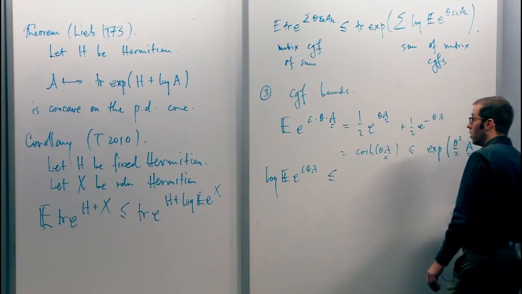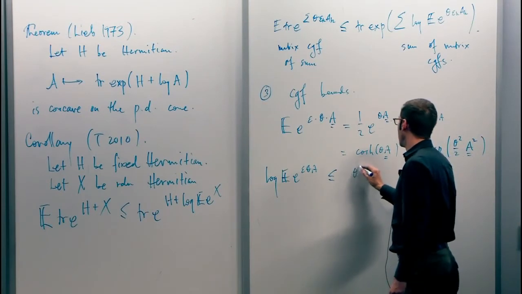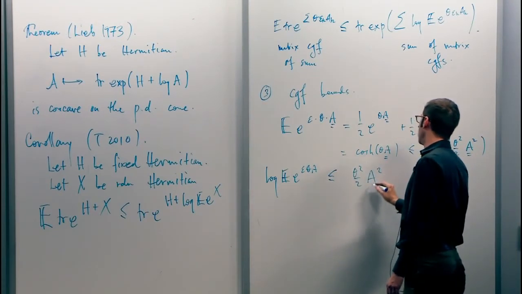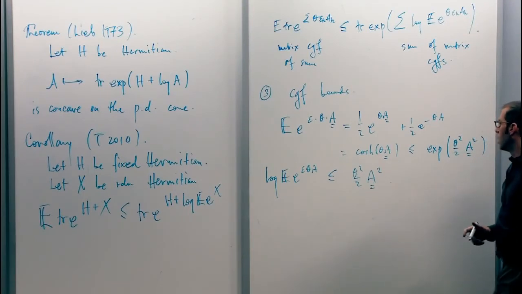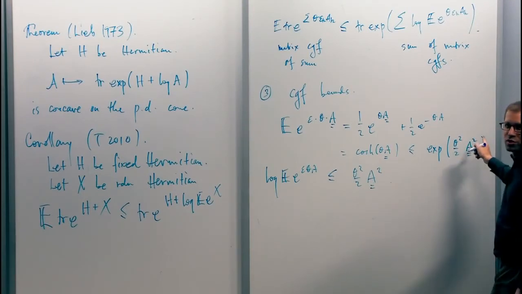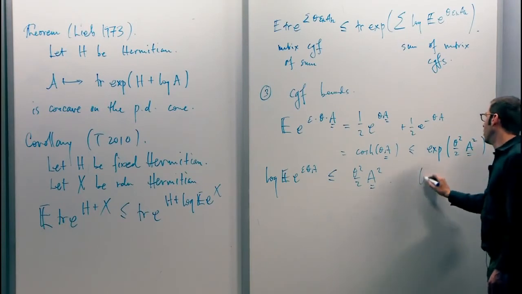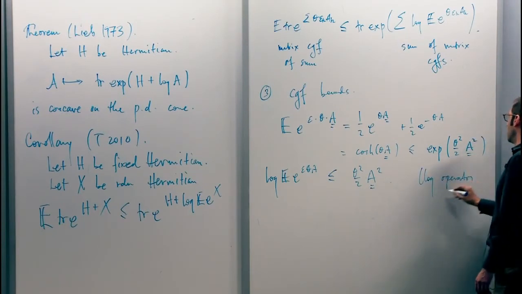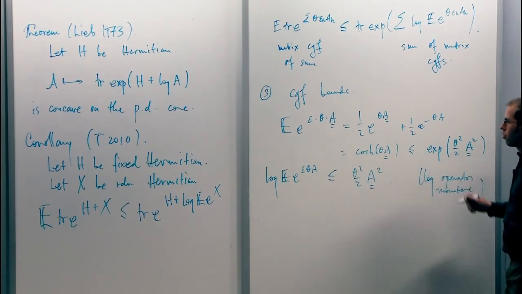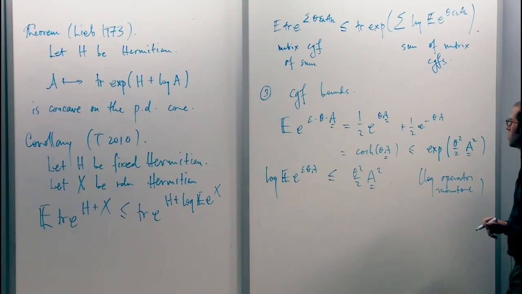Okay, so we take the logarithm, and we wind up with this semi-definite bound for the CGF. By the way, you need some machinery to do this. So the log is operator monotone. So just so you understand, this requires some attention.